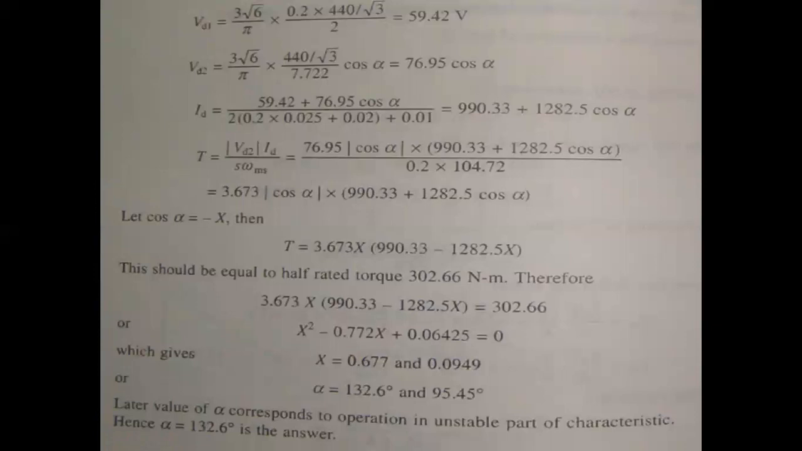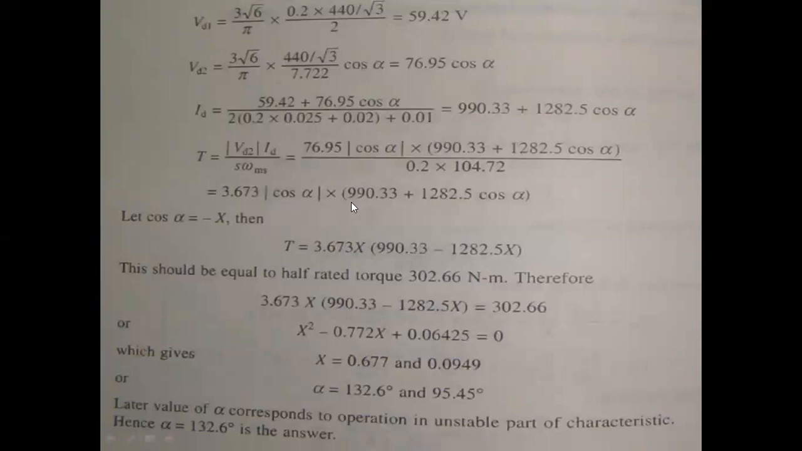Let cos alpha be equal to minus x. Suppose I am taking cos alpha equal to minus x, and I am forming a second degree equation. If I let it be minus x, then it forms a second degree equation. As cos alpha is involved, we can assume all positive. So T is equal to 3.673x, right? Because we are assuming cos alpha is equal to x.